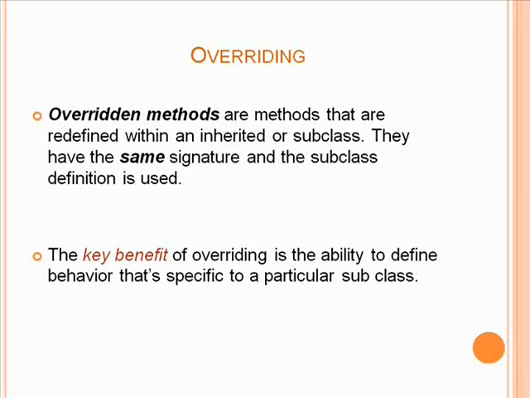Under polymorphism, we'll be discussing two topics, overriding and overloading. Overridden methods are methods that are redefined within an inherited or subclass. They have the same signature and the subclass definition is used. The key benefit of overriding is the ability to define behavior that's specific to a particular subclass.